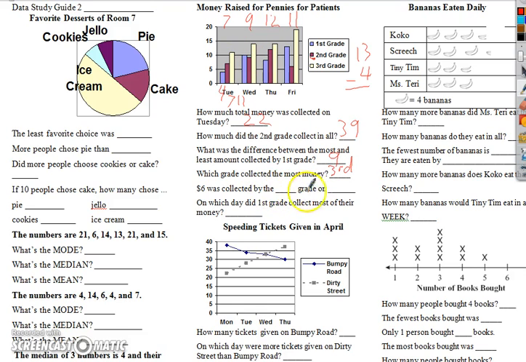$6 collected by some grade on what day? So I want to find 6, so that would be just above the 5. Looks like right here. On Friday by the maroon one, which would be second grade. Second grade on Friday. On which day did first grade collect most of their money? So first grade's blue. I'm looking for the highest blue. It's definitely right here on Friday.